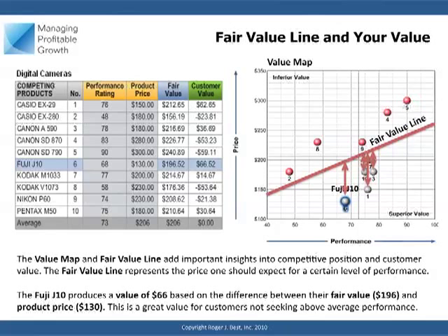For the Fuji J10, the customer value is $66 based on a fair value price of $196 and a product price of $130. Products positioned below the fair value line produce positive customer value, while products above the fair value line have a negative customer value, as their price is greater than their fair value price.